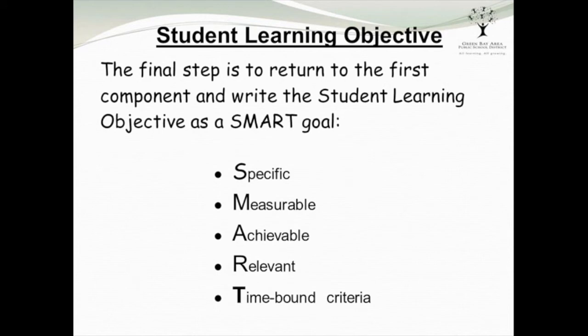Now we will return to the front of the yellow teacher guide and review the very first component, the student learning objective. The student learning objective is written as a SMART statement: specific, measurable, achievable or attainable, relevant, and time-bound. Please take a minute to review the prompts and criteria in the student learning objective component. And following the review, you will see some sample student learning objectives.